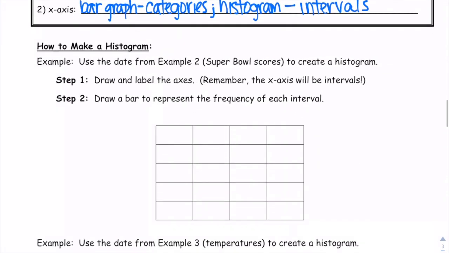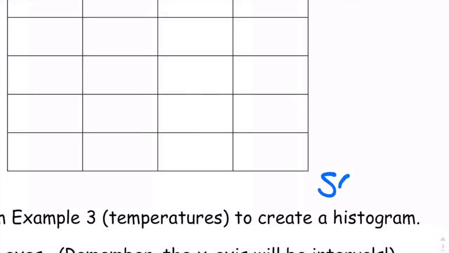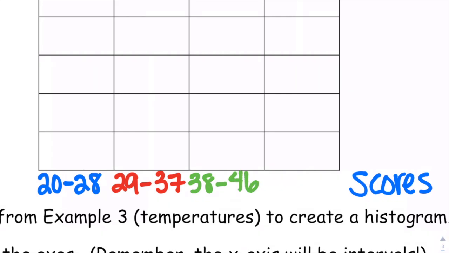So now how to make a histogram. Example, use the data from example 2, the Super Bowl scores, to create a histogram. So step 1, draw and label the axes. So our x-axis is going to be where our intervals go, which is our scores. And so the first interval is 20 to 28. And then we have 29 to 37. And then 38 to 46. And then 47 to 55.